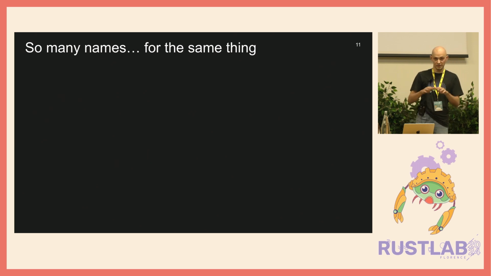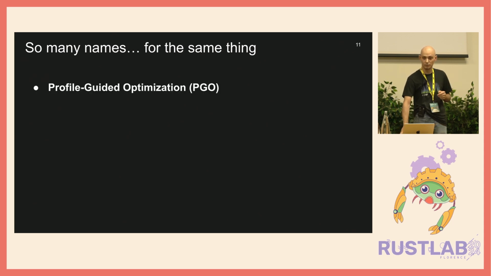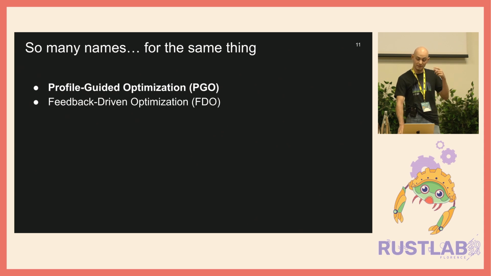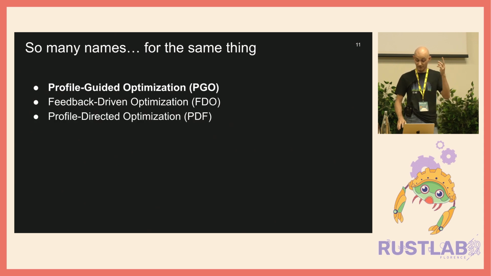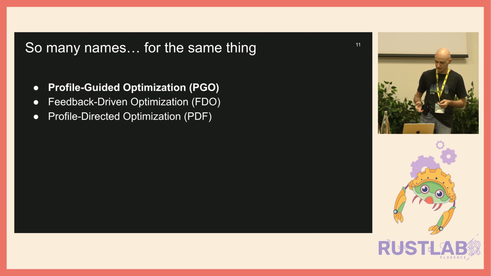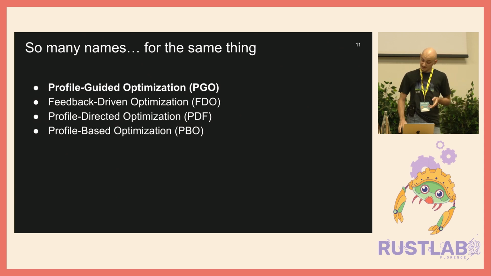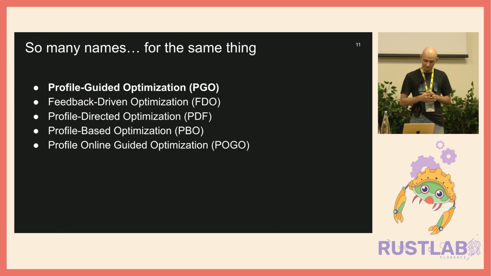Actually, for clarification, PGO, profile guided optimization, has so many names. The first one and the most widely used is profile guided optimization. Feedback-driven optimization is also widely used. It's used specifically for some special kind of profile guided optimization. We'll talk about it a bit later. Profile directed optimization, PDO, don't even try to google it. Profile-based optimization, and I even found POGO, profile online guided optimization. As far as I understand, there is no difference between PGO and POGO. I will use only PGO. By the way, PGO, according to Google, is also Pokemon Go.